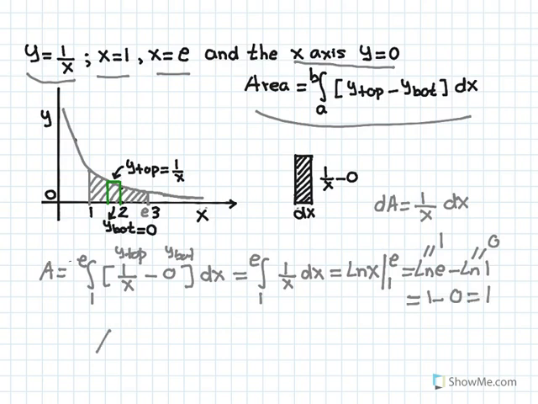So the whole area is going to be equal to integral from 1 to e, 1 over x dx, and we computed this area to be 1. And this is essentially this shaded area. This shaded area is 1.